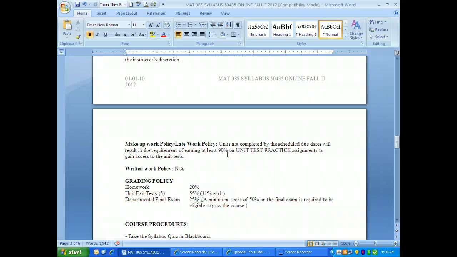You can also, if you decide that you want to attempt the unit test again for a second chance or another chance or as many chances as you want after the due date, you can quit this unit test practice with 90%. It's just extra homework.